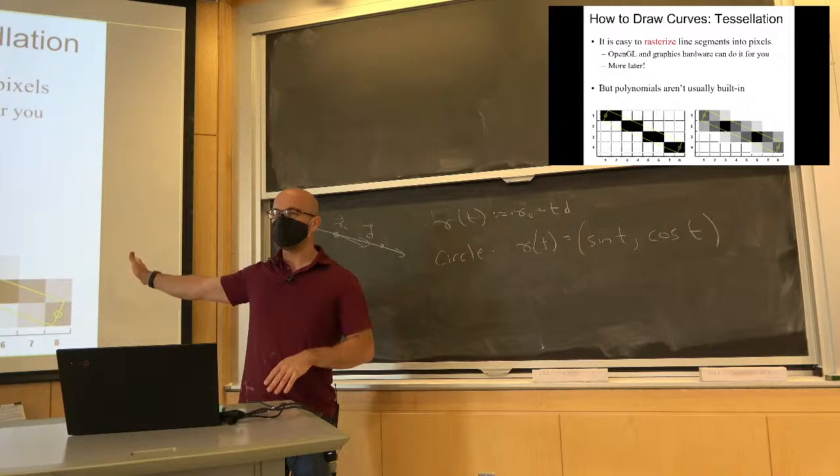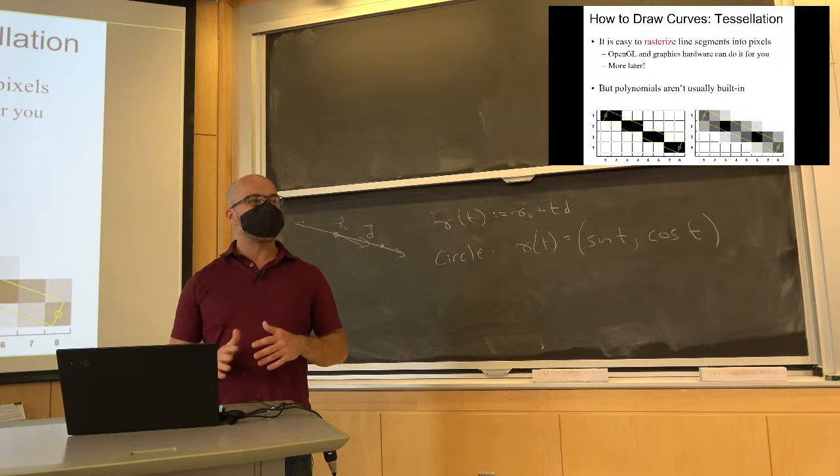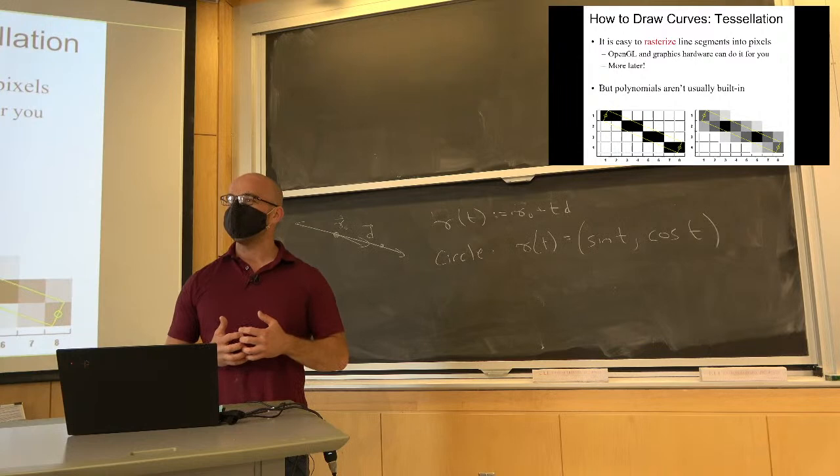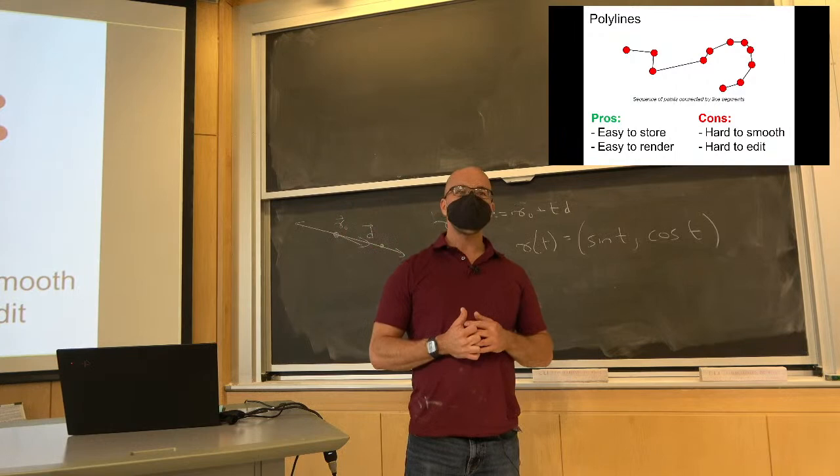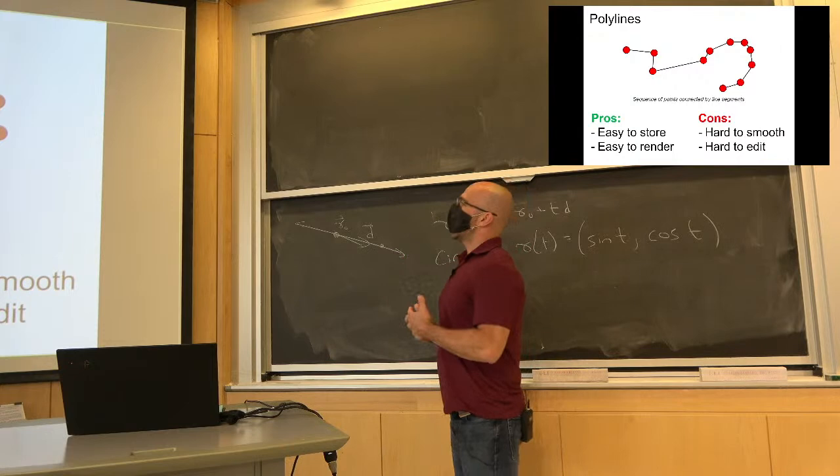In order to do that, with parametric geometry, it's quite easy, right? You just have a bunch of t values, you evaluate your function a bunch of times, and you're good. What you end up with is this thing that we're going to call a polyline. Exactly what it sounds like. It's just a bunch of lines connected together, line segments, really. Now, the pros of this geometric representation are that it's easy to store in a computer, just a bunch of coordinates.